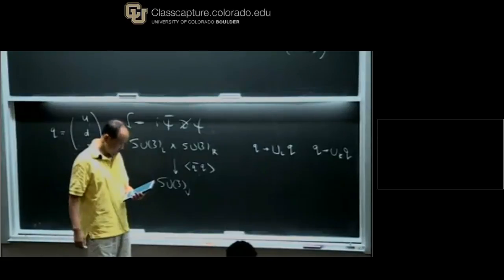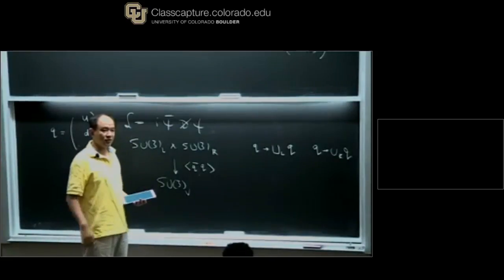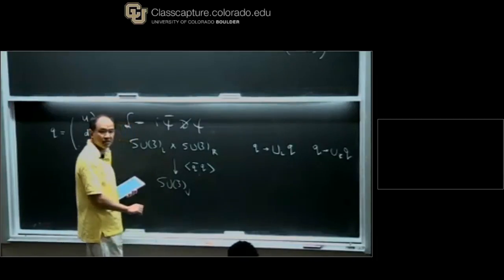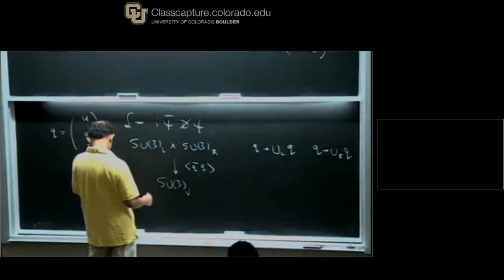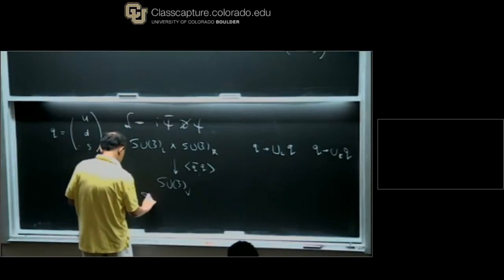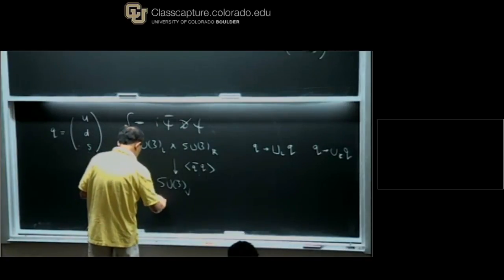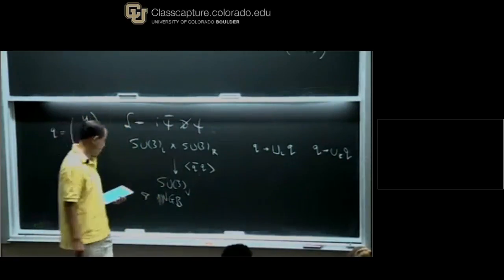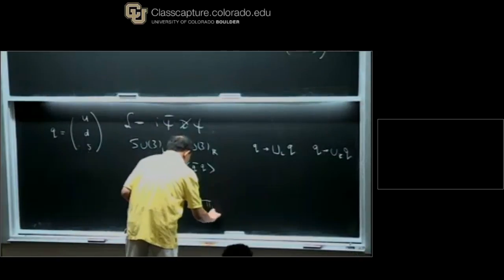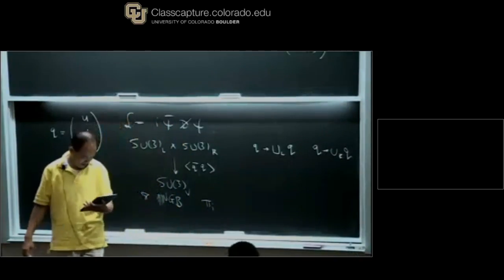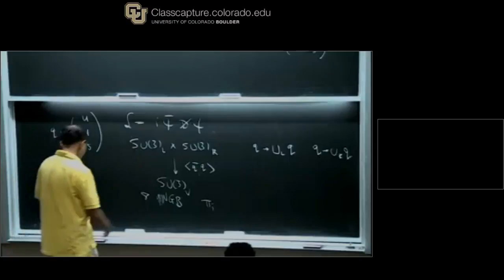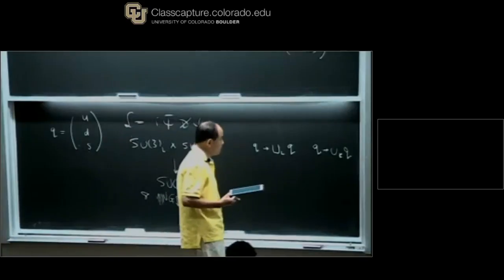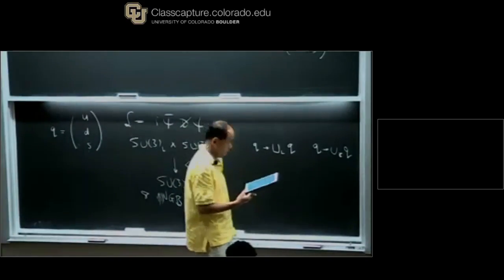Now, this is spontaneous symmetry breaking. Therefore, there will be Goldstones. How many Goldstones are there? Eight, because there are eight broken generators. So eight Nambu-Goldstone bosons. Let's just call them pi i's. In reality, they have slightly different names.